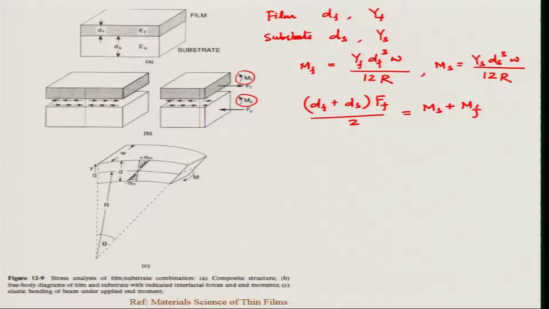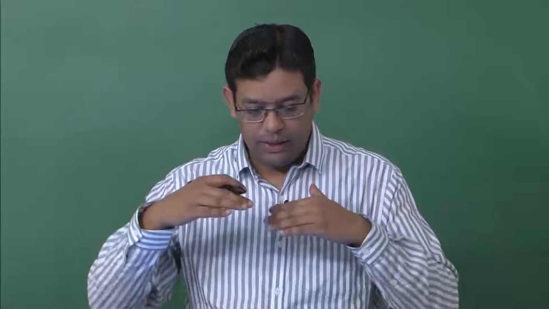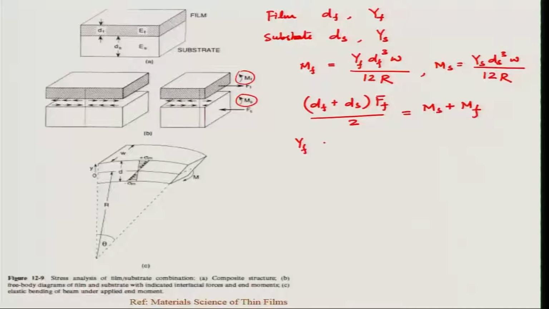And we can also relate these since this is not a uniaxial bending, because it is a plane. So we need to replace Yf by Yf divided by 1 minus nu f, where nu f is the Poisson's ratio. Similarly, Ys we can replace by Ys divided by 1 minus nu s. Using these we can calculate the stress in the film, which is sigma f.